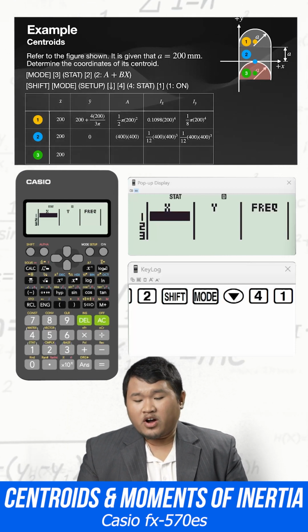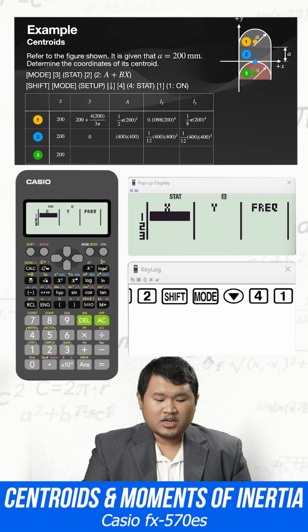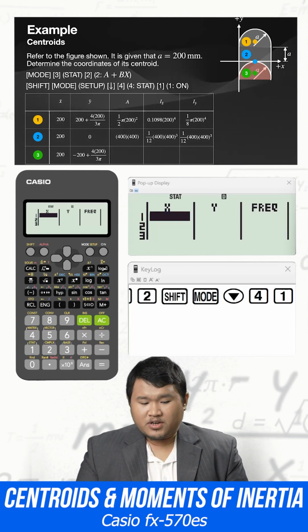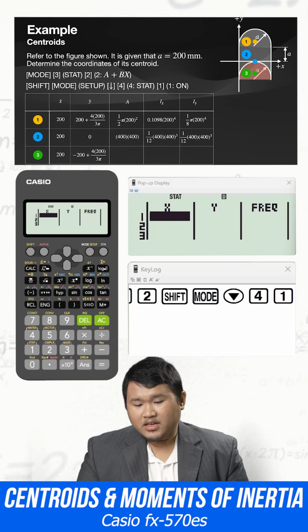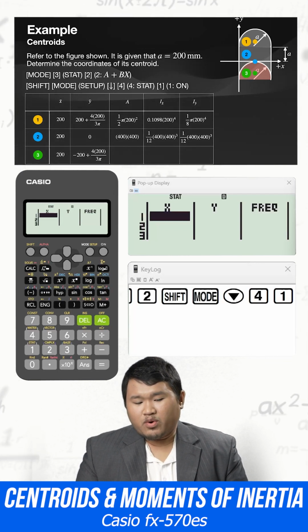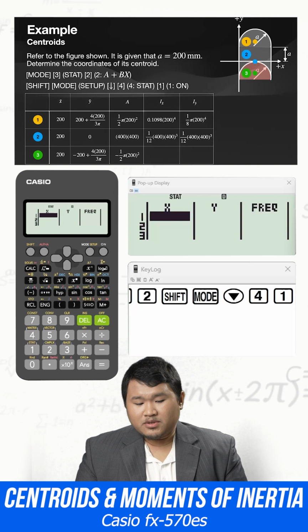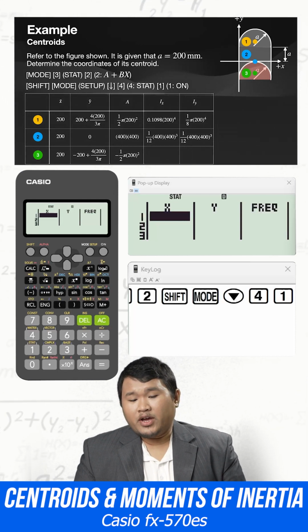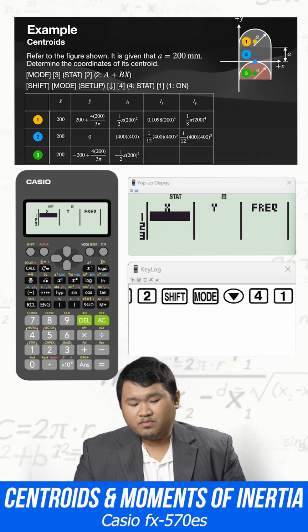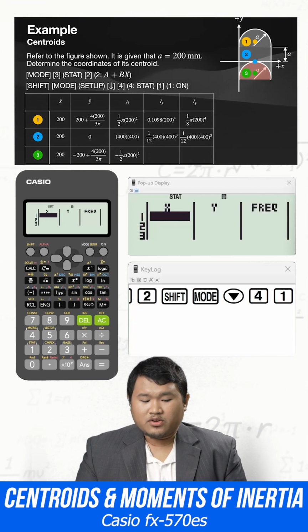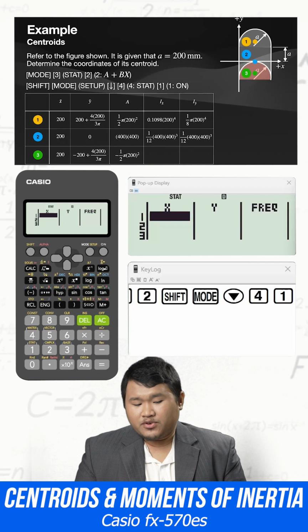And then we go up by the centroid of the semicircle. Again, it's 4r over 3 pi. So negative 200 plus 4 times radius 200 over 3 pi. For the area, it's the same as shape 1. It's 1/2 times pi times radius squared. However, since we are deducting the shape from the original figure, we will subtract it from the total area. So we will use a negative sign for that.